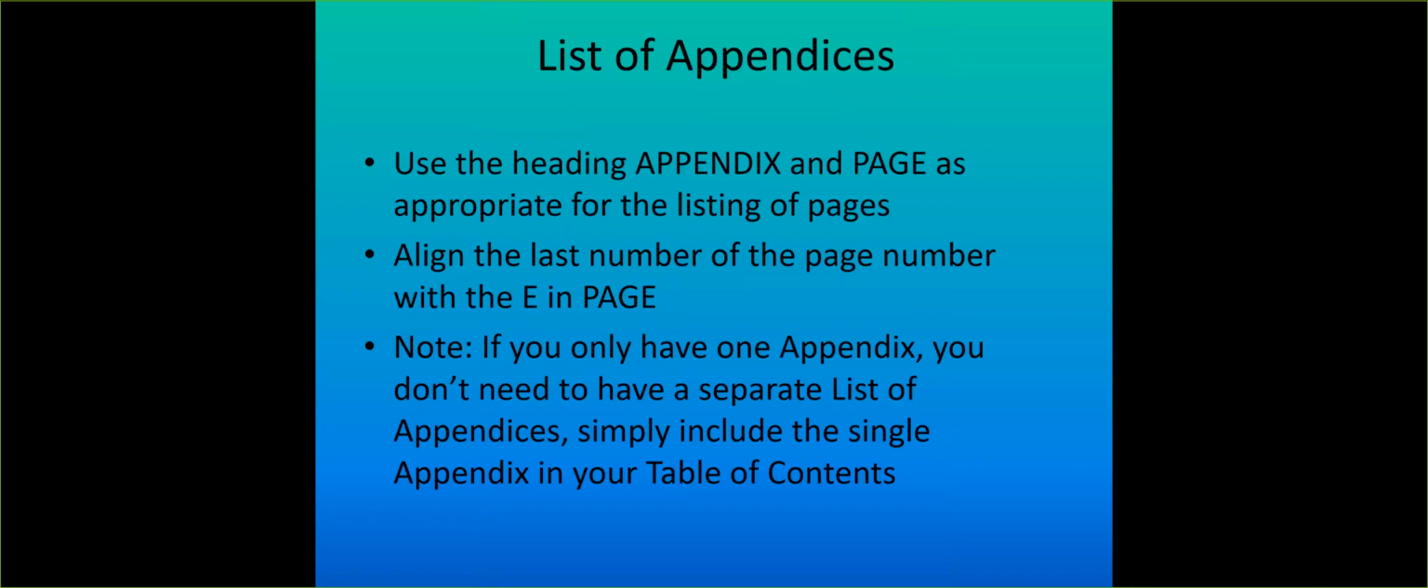But a special note, if you only have one appendix, you don't need to have a separate list of appendices. You could just include that single appendix in your table of contents and then not have a separate page for your one appendix. We don't need that if you only have one. So this page, for example, would not exist if you only had one appendix. You'll just list Appendix A in your table of contents.